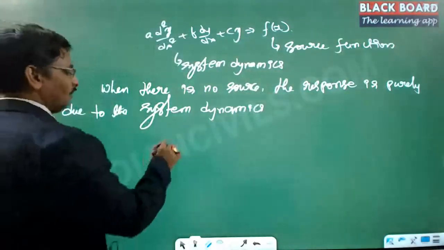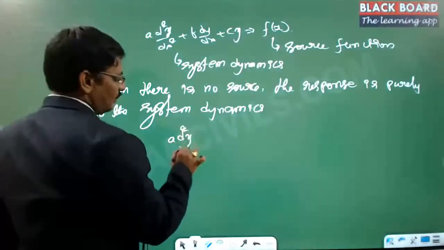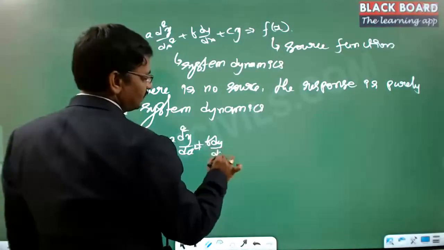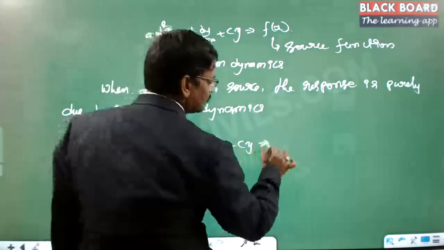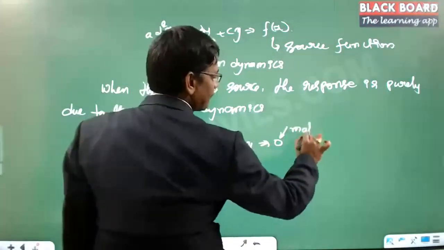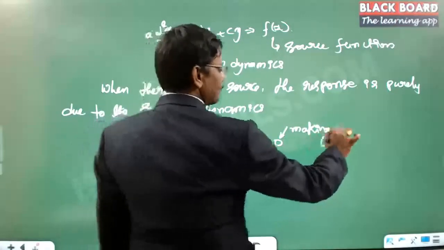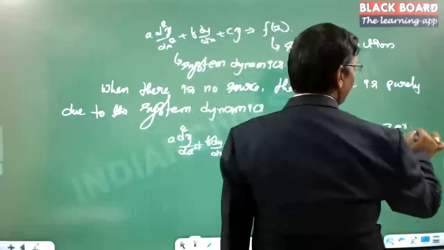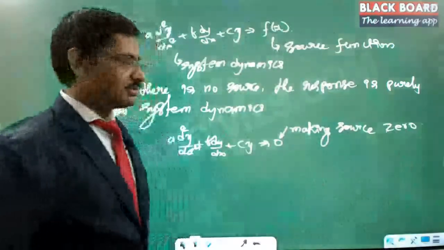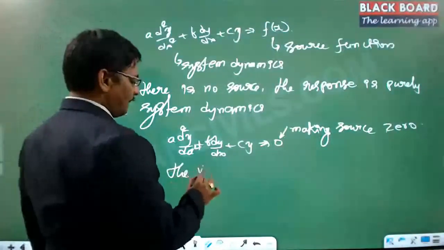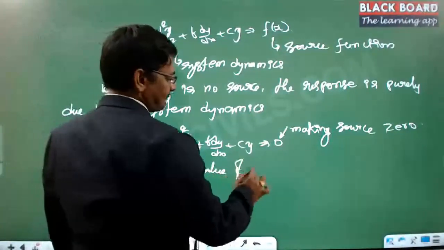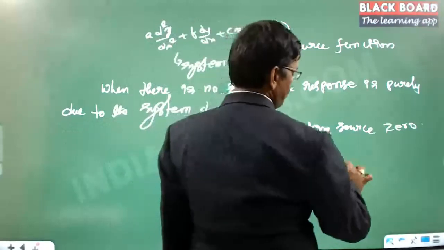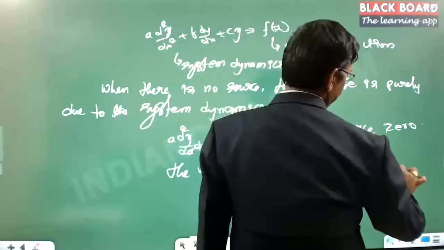So that is the reason when we solve the complementary function, we take a d square y by dx square plus b into dy by dx plus cy equal to 0. So making the source 0. If I make the source 0, then it will be purely the transient response. So the value of y is purely due to the transient response.